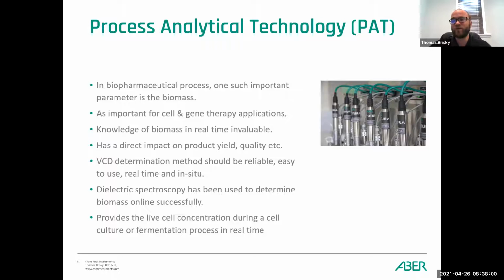Everyone agrees that in the biopharmaceutical processes, one of the most critical process parameters is biomass, and knowledge of biomass is invaluable, especially in real time. Now, this is because the biomass will often have a direct impact on your product quality, your product yield, just basically everything you're trying to do with the bioreactor. The method to measure biomass should ideally be reliable, easy to use, real-time, and in situ. And dielectric spectroscopy satisfies all of those requirements and has been used to determine the live cell concentration in bioprocesses in real time successfully over the past 2 decades.